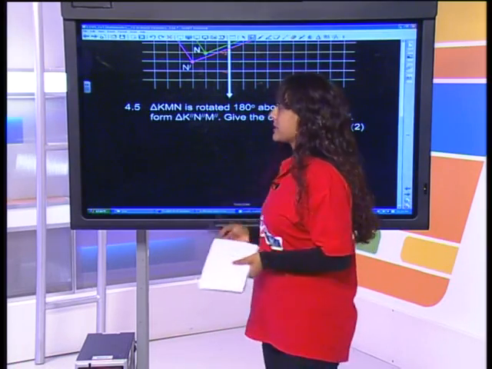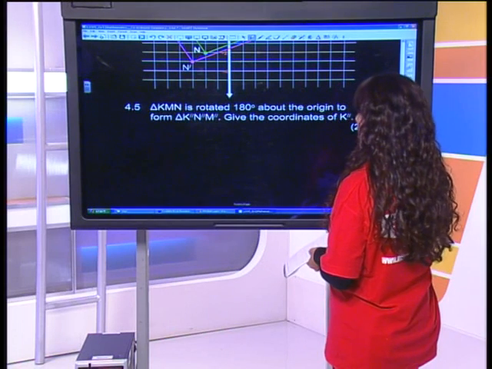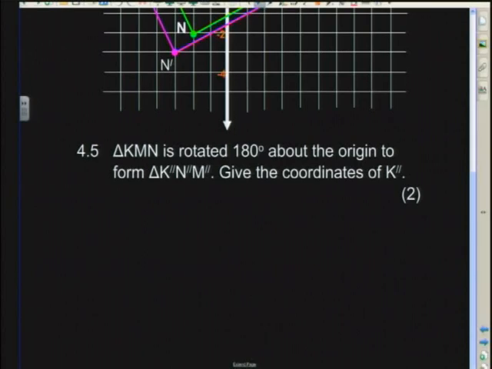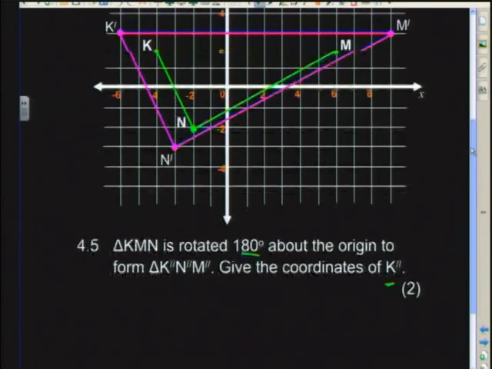Okay. All right, let's have a look at number 4.5. We've got that triangle KMN is rotated 180 degrees about the origin to give us a new triangle. Give the coordinates of the point K, this new point K.